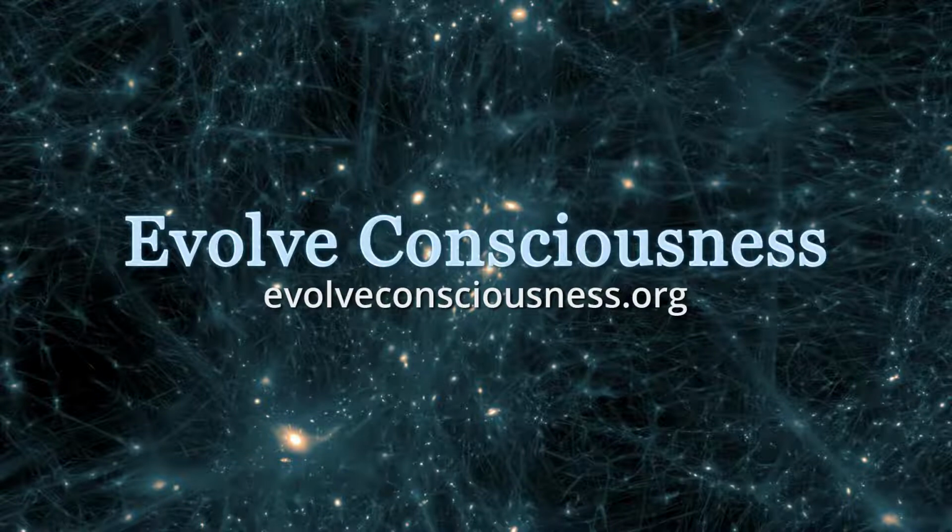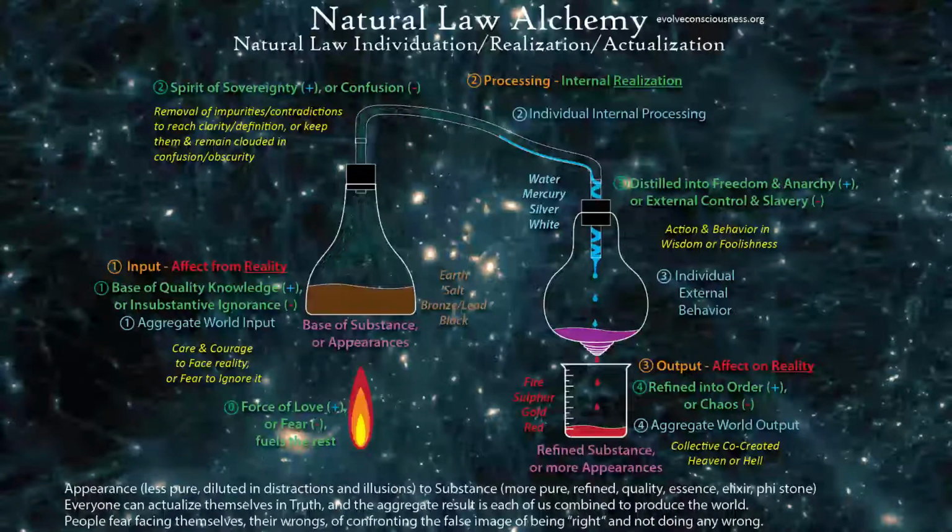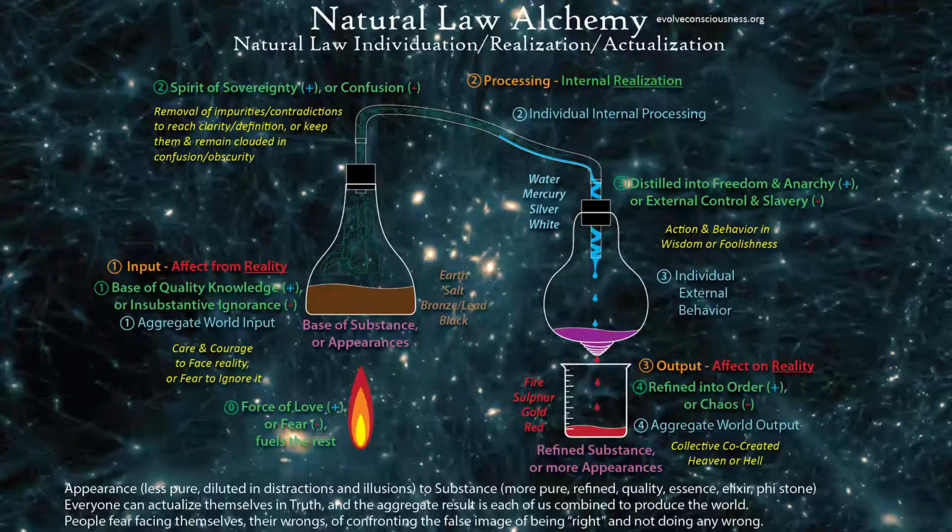I will be presenting an infographic that I made in August, I think, sometime this summer in 2014. It's called Natural Law Alchemy. This is about natural law individuation, realization, and actualization.